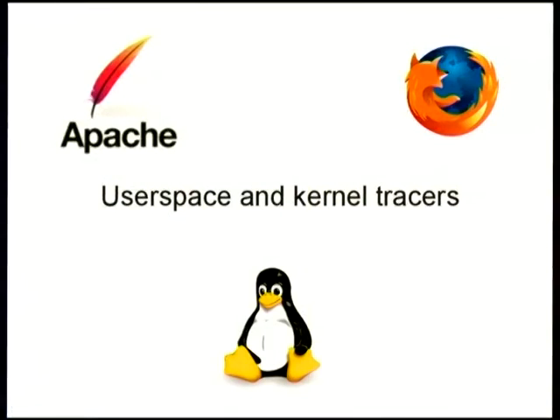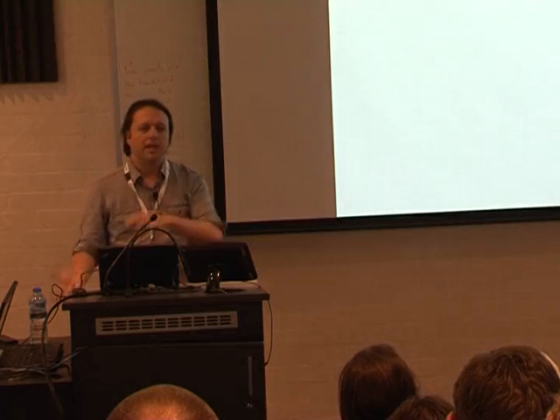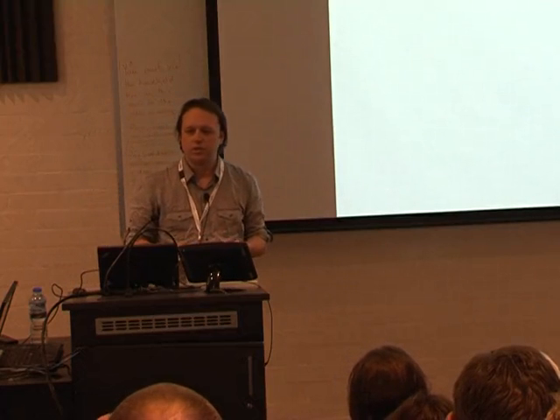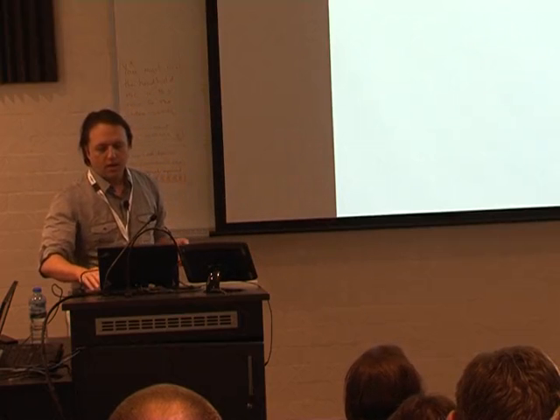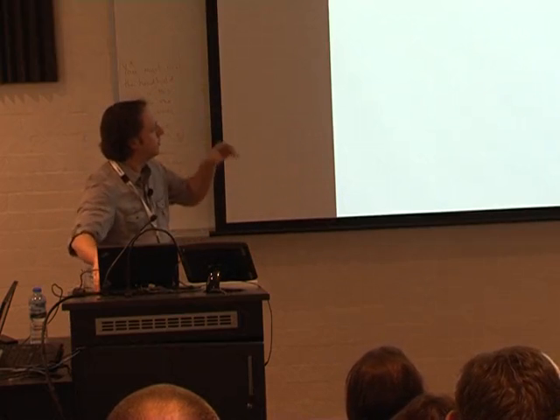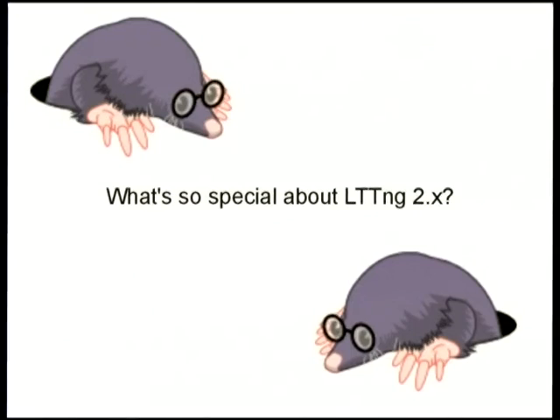So LTTng, and what's the difference? It's a system that includes a kernel tracer and a user space tracer. The user space tracer is completely standalone from the kernel, whereas SystemTap also does both, but relies on some kernel instrumentation to do its user space magic. What do we do differently with LTTng?